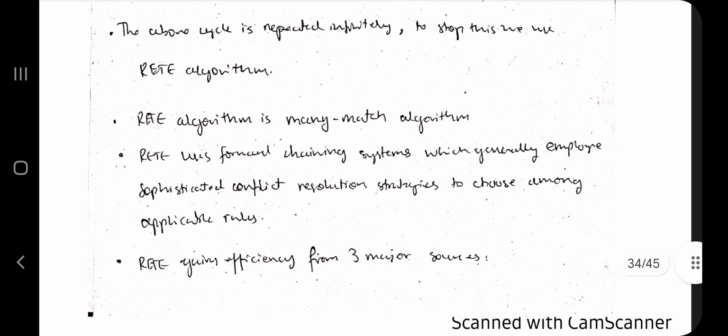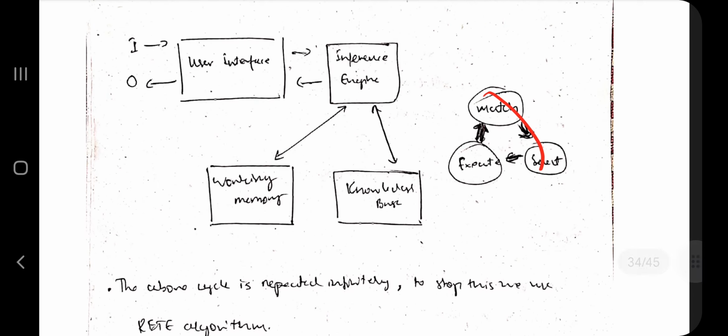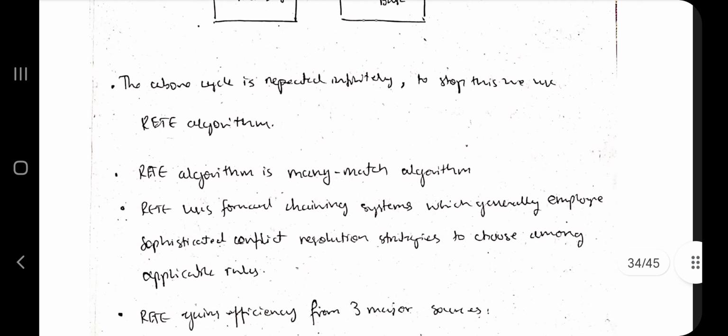After I've written that one, you can write a few words about the RETE algorithm. For example, I will tell you some important things. The above cycle is repeated infinitely, so that is why we use the RETE algorithm, because if one rule is matching, we'll use that and do it again, matching again, doing it again. It will keep on going forever, right? So what will the RETE algorithm do? It will match the most specific and best optimal rule, and then it will apply it and just exit.